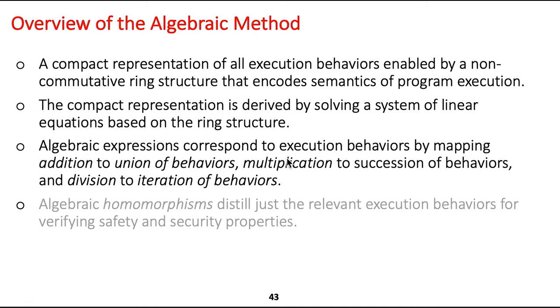We talked about the ring structure. It was introduced by Dedekind about 100 years ago. The compact representation is derived by solving a system of linear equations based on the ring structure. The solution is an algebraic expression that corresponds to execution behaviors by mapping addition to union of behaviors, multiplication to succession of behaviors, and division to iteration of behaviors.